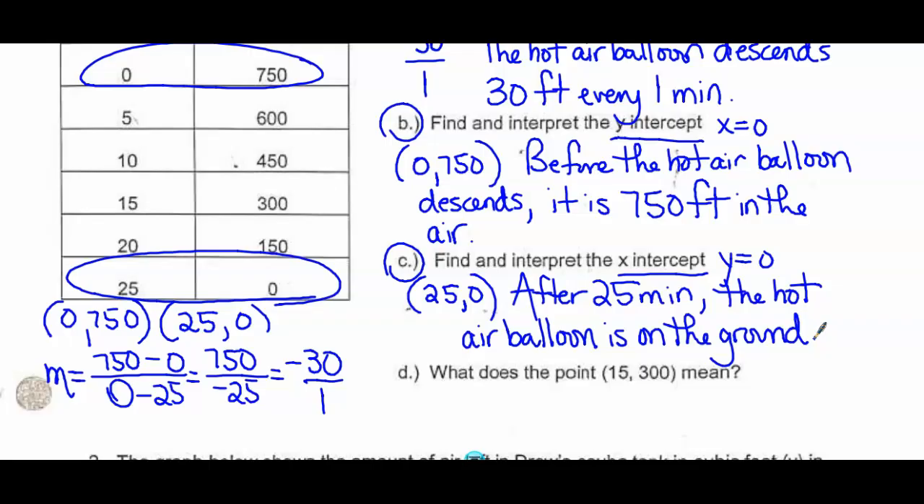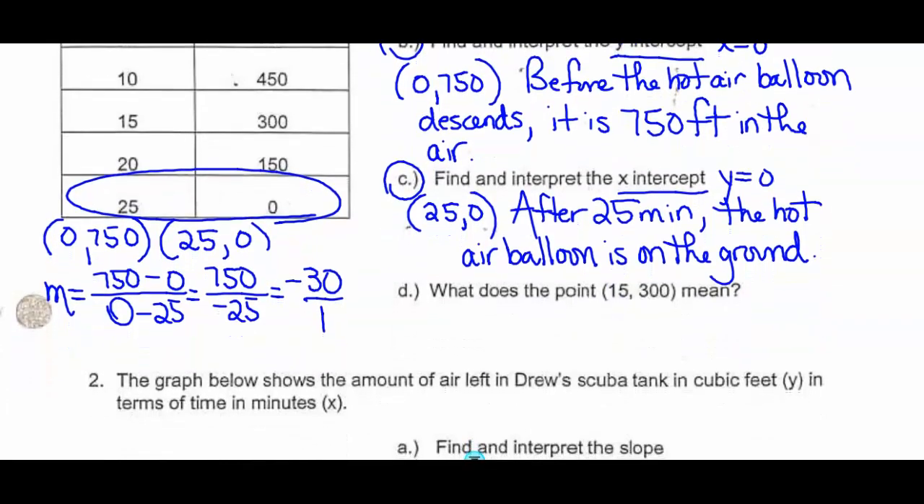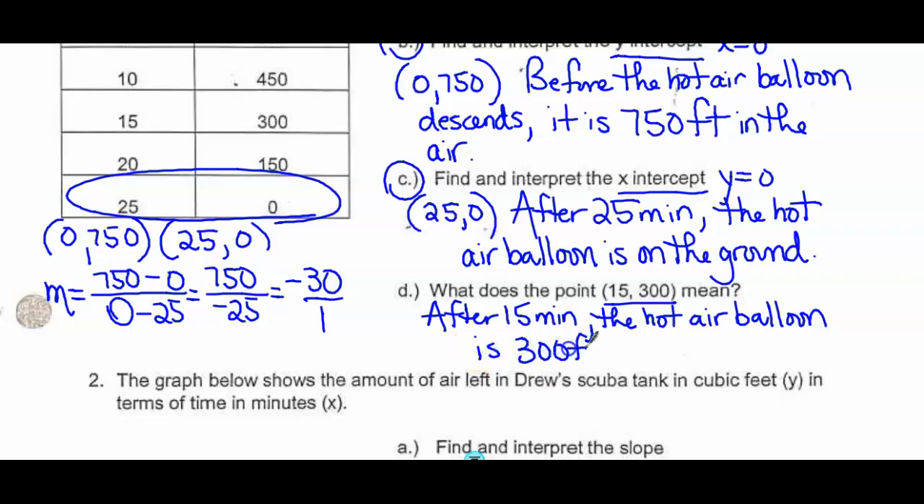And then the last question here says, what does the point 15, 300 mean? Well, you have to realize that 15 is x, and x was time in minutes, and 300 was the feet in the air. So I'm going to say, after 15 minutes, the hot air balloon, excuse me, is 300 feet in the air. That example goes with the table.